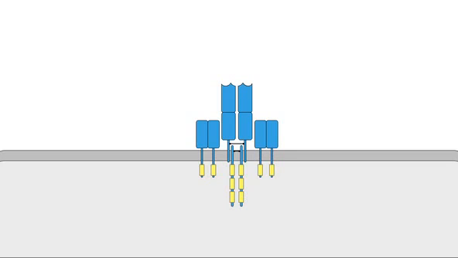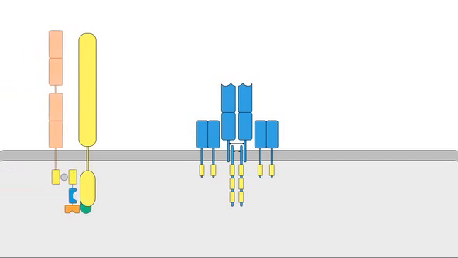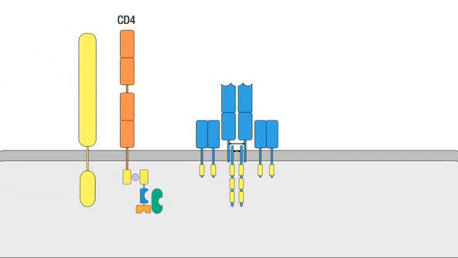T cell activation requires the interaction of other molecules, such as CD45, whose cytoplasmic domain contains a tyrosine phosphatase enzyme, and the T cell co-receptor, either CD4 or CD8. In this example, the co-receptor is CD4. The co-receptor molecules have the tyrosine kinase LCK bound to their cytoplasmic domains.